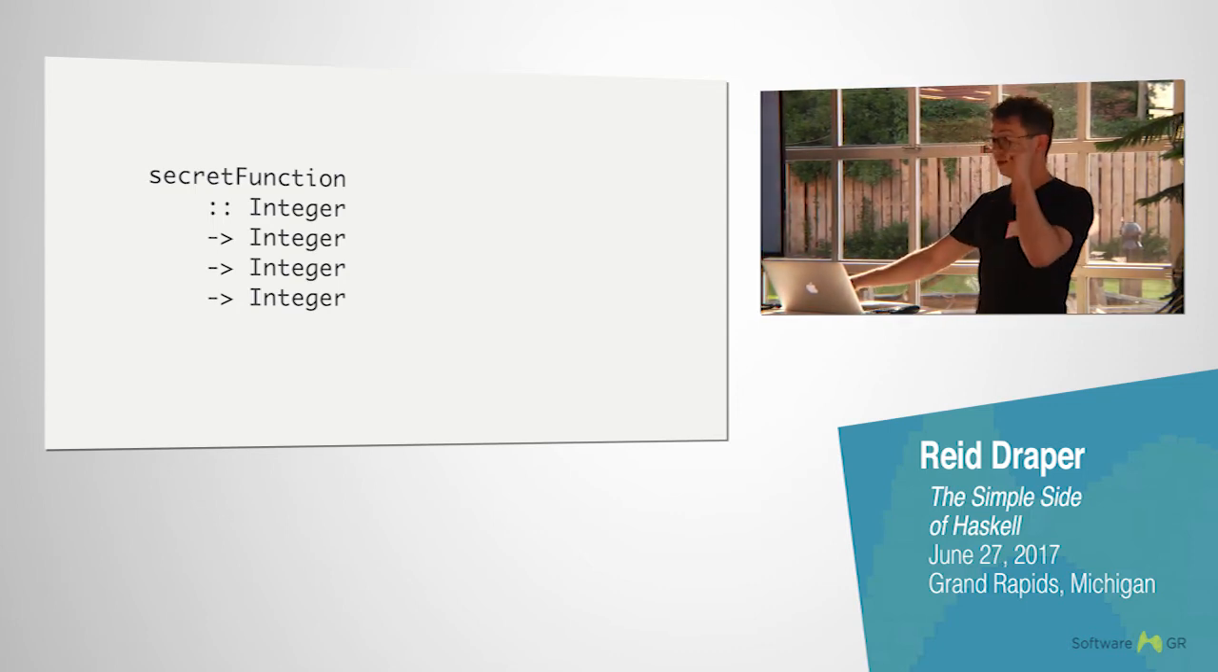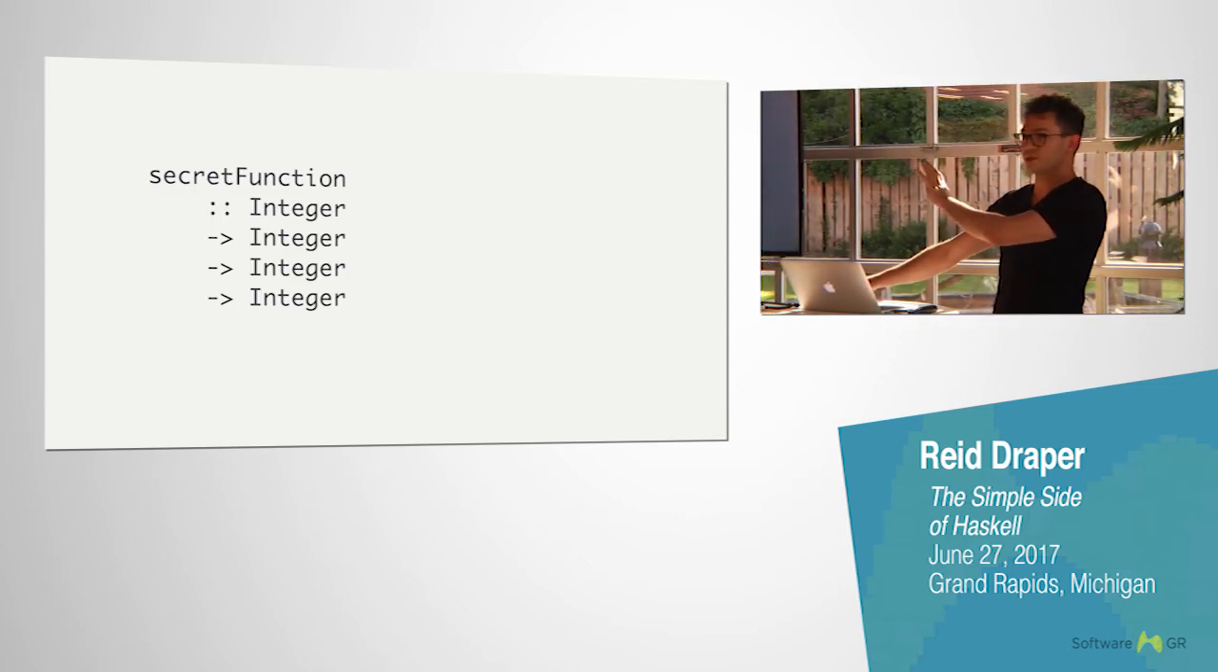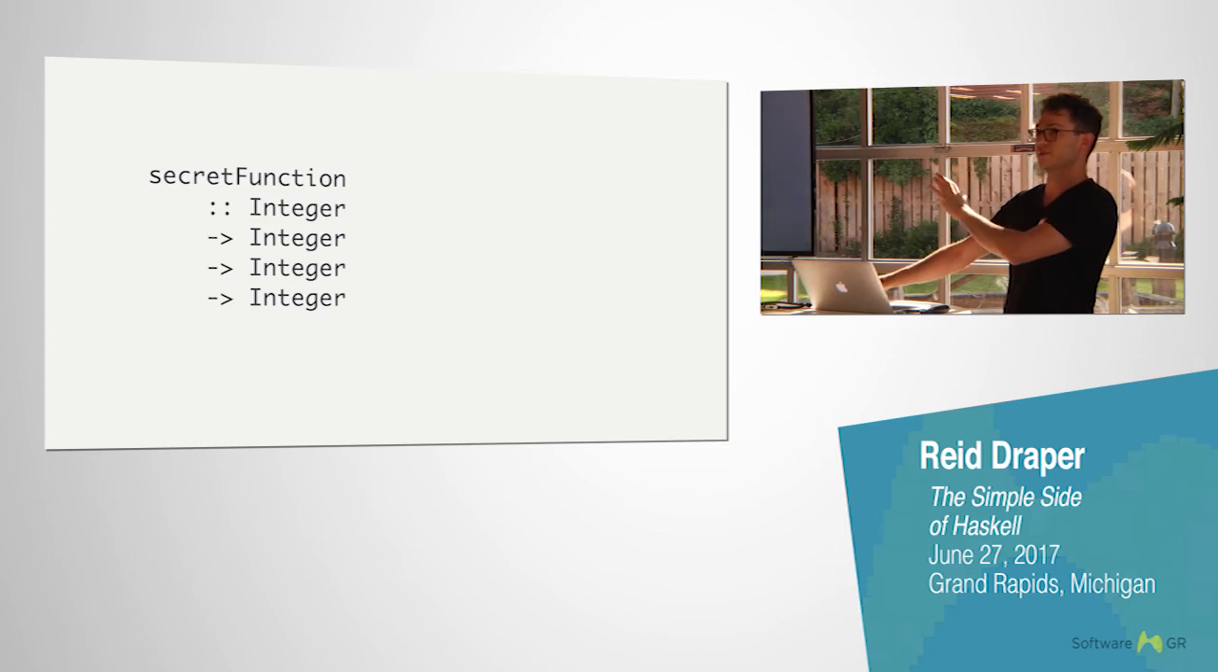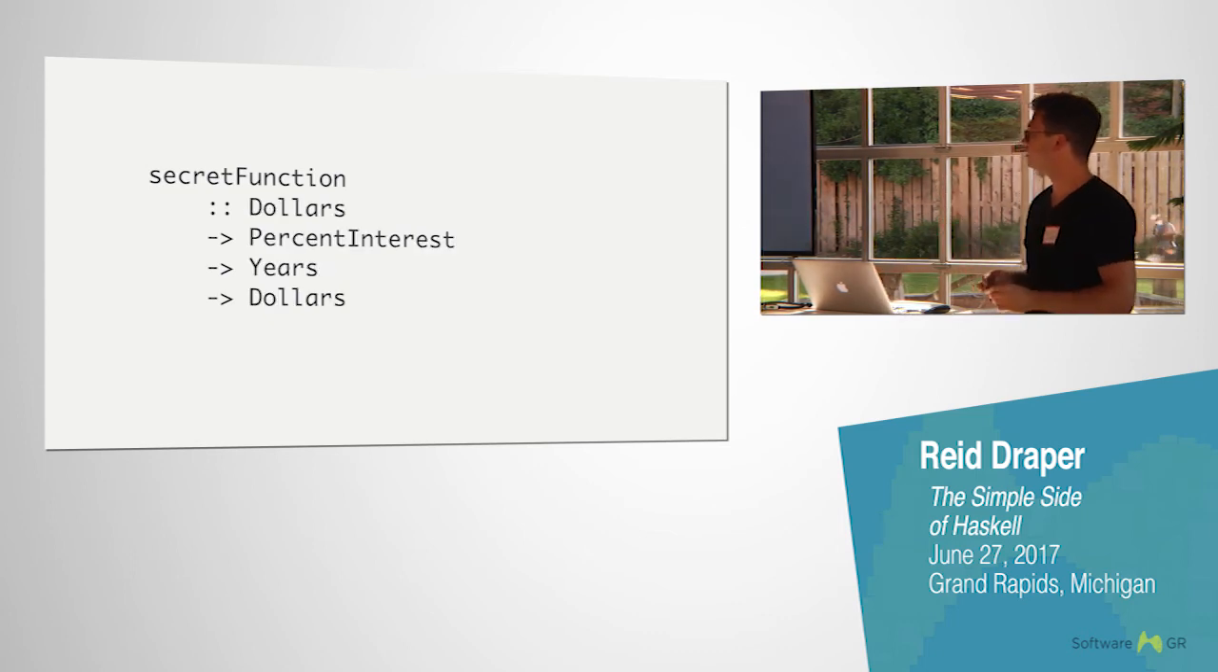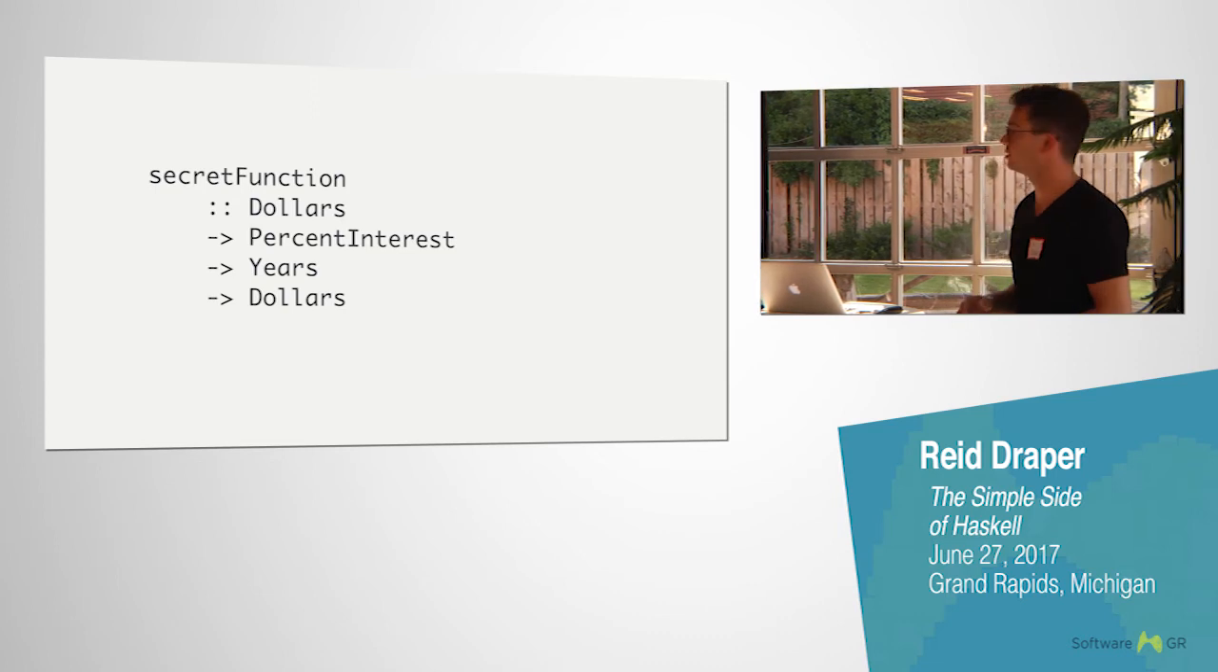OK, so let's take a function that has the same shape. We're just going to give more specific names to these numbers. What does this function do? Any guesses?